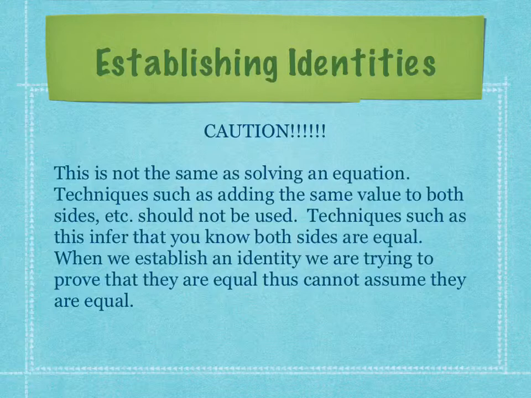So this is not the same as solving an equation. Techniques such as adding the same value to both sides, multiplying, dividing, or canceling things out, you can't do any of those things. They should not be used. Techniques like this infer that you already know both sides are equal, and that's exactly what we're supposed to be trying to show. So you can't infer that they're equal so that you can use properties based on that to prove that they're equal. That's circular reasoning. We can't do that.